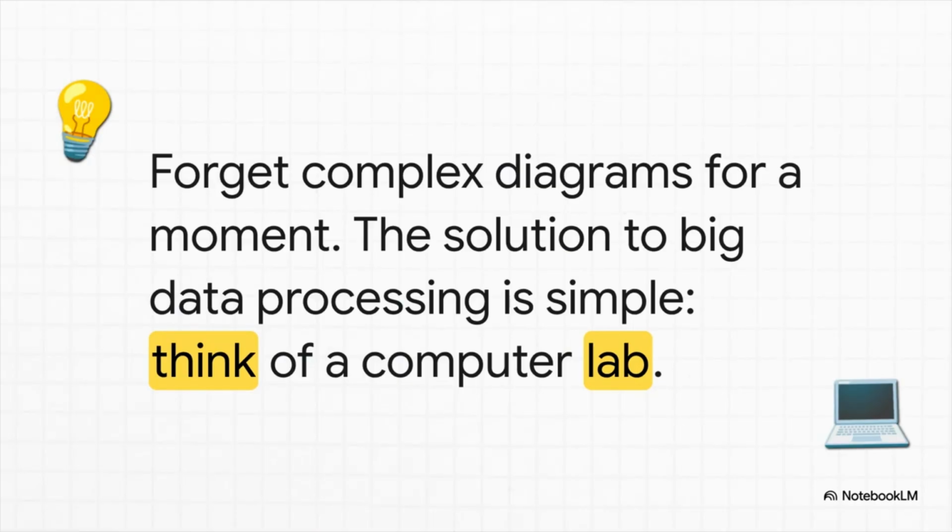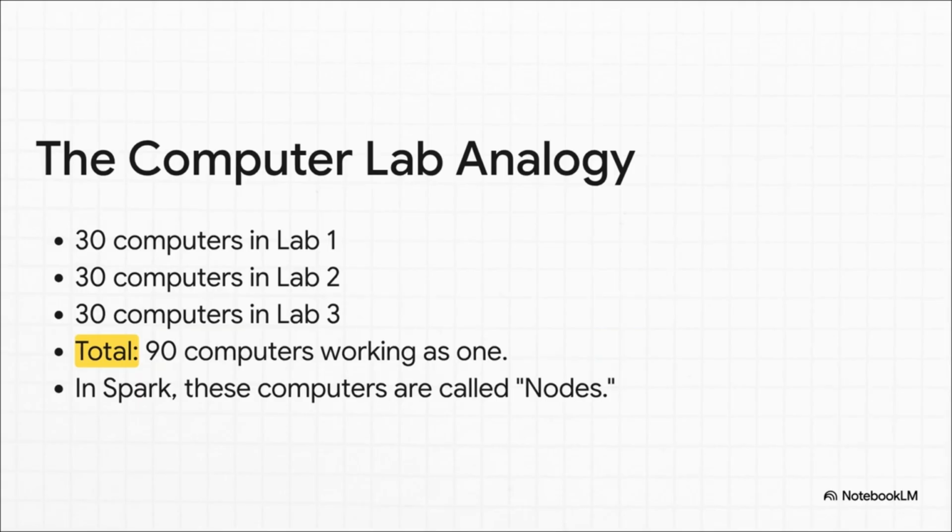To really get this, let's ditch the complicated charts for a second. The core idea is actually super simple. I want you to think back, maybe to your old school computer lab. Seriously, this one simple idea is the key to unlocking how Spark works. Let's say you've got a lab with 30 computers, another one with 30, and a third with 30 more. Now, what if you could magically link all 90 of them together so they act like one single massive supercomputer?